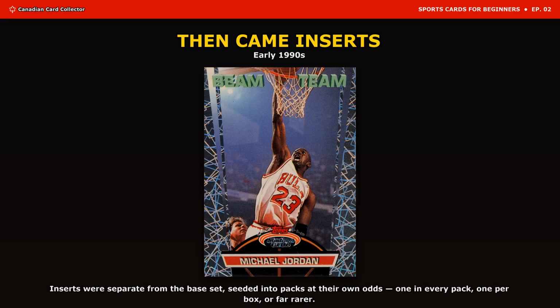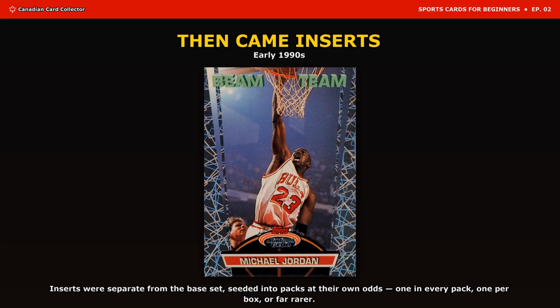So, for example, some were very common still. You could find an insert in each pack. That doesn't mean you'll find the player you want, but you will find the type of insert in each pack. Sometimes they were inserted once per box, other times even more rare than that. And this continued on until today. Now we see things called case hits where there's only one per case, some even more rare than that.